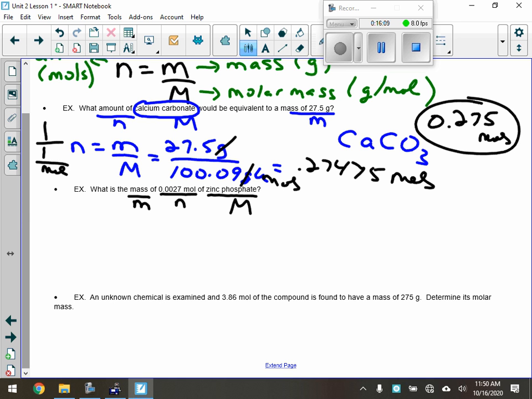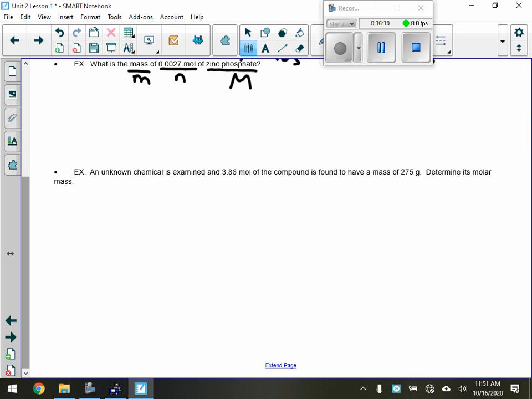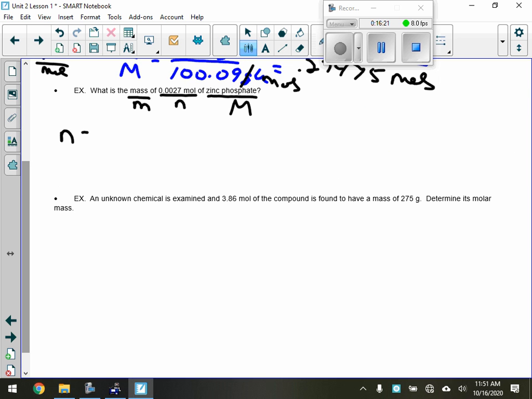I'd encourage you guys to make a list, either like this or on the side. What are my variables? What do I have? Now, you have to solve, of course, it says, what is the mass? Well, right now, I've solved for the amount, yes? I mean, that's what this formula does. It converts mass into amounts and amounts into mass.